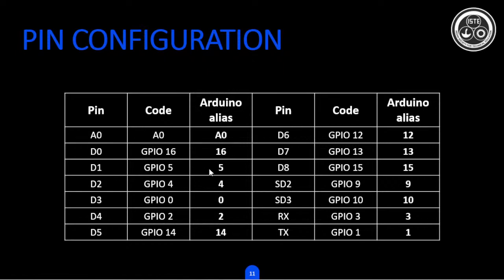So D1 to 5, D2 to 4, D3 to 0. If you are connecting the data output of the sensor, you should connect it to D3, and you should code in the Arduino IDE the pin number as 0 if you are using D3.